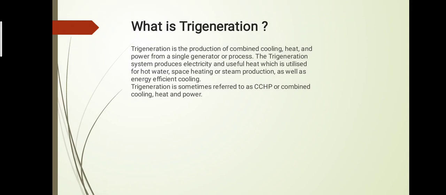Now we will see what is trigeneration. Trigeneration is the production of combined cooling, heat and power from a single generator or process. The trigeneration system produces electricity and useful heat, which is utilized for hot water, space heating or steam production, as well as energy efficient cooling. Trigeneration is sometimes referred to as CCHP, meaning combined cooling, heat and power.